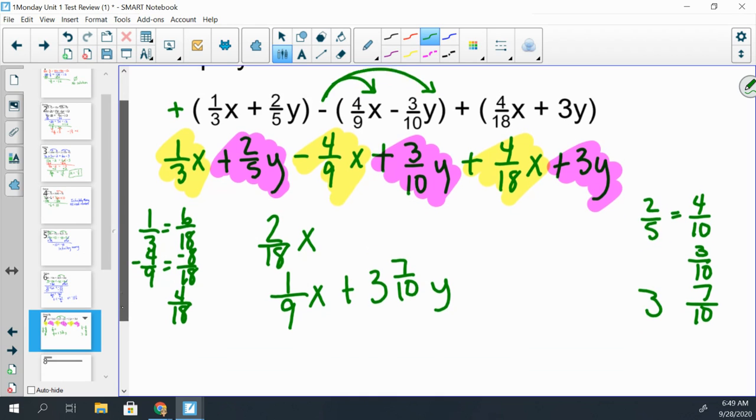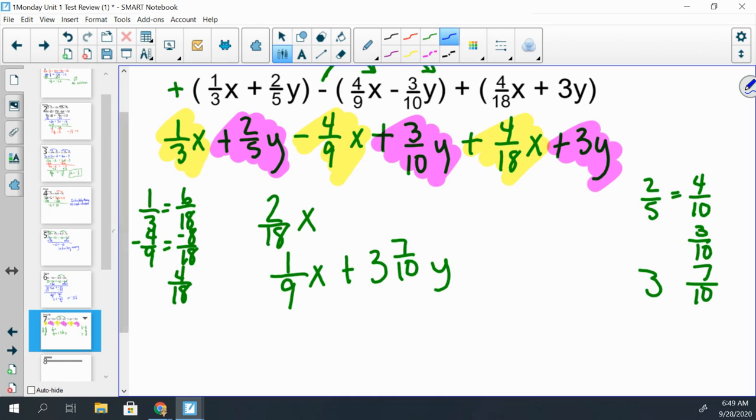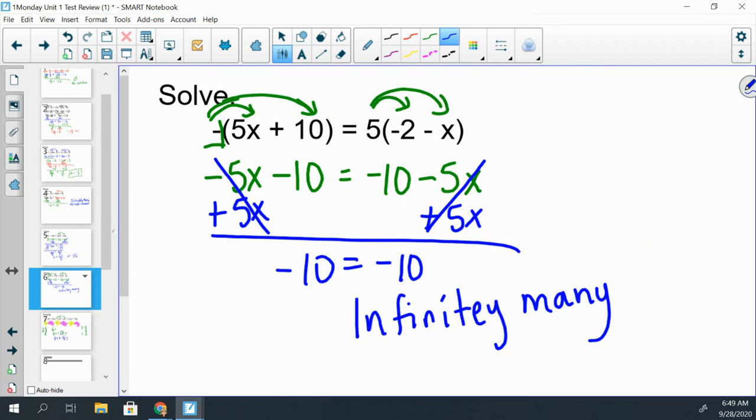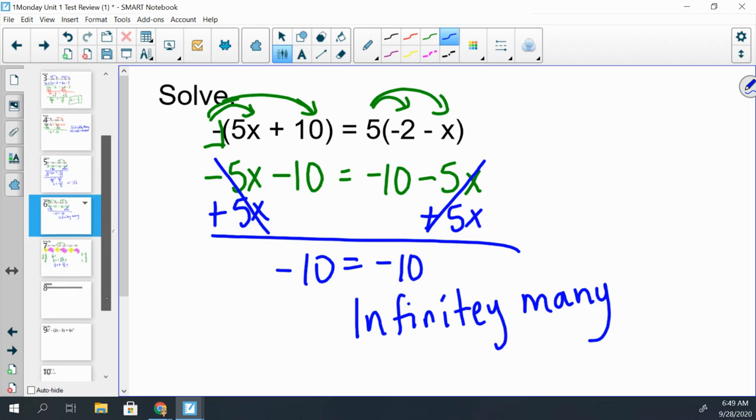So that's one possibility. Or we could see it where this is an improper fraction. So we could see 1/9 x plus 37/10 y. Remember, to change it to an improper fraction, 10 times 3 is 30, plus the 7 to get the 37. So we could see it either way. All right. We're good there.